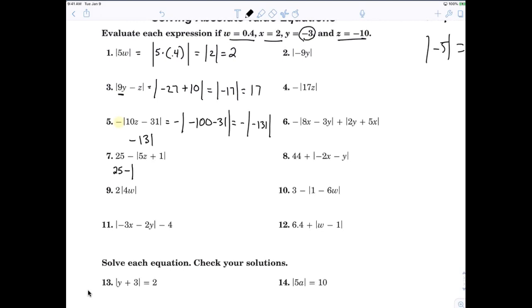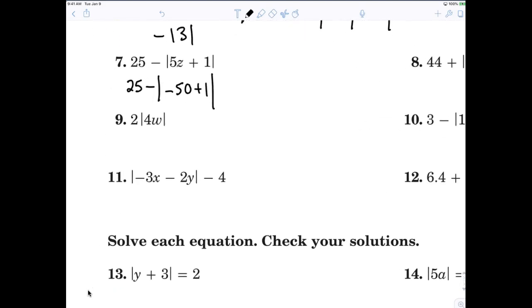What's 5 times z? Speak up. Negative 50 plus 1, okay, equals 25 minus, what's negative 50 plus 1? Negative 49. And what's the absolute value of negative 49? 49, right? But there's a negative in front, so it's minus 49. Now I said a lot there, so make sure you're hearing me. Is everybody okay on that? Everybody okay? And then what's 25 minus 49? Someone who's thinking? I like that. Good job. Negative 24.